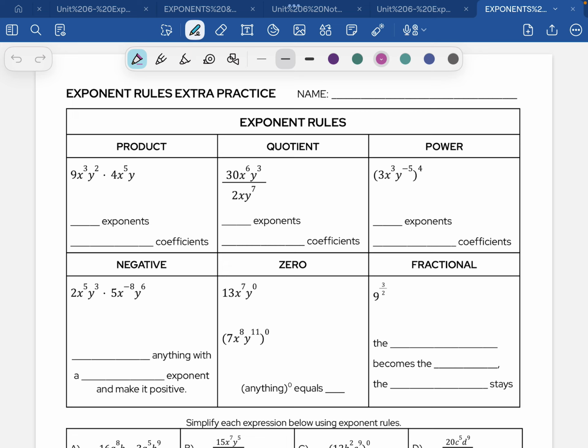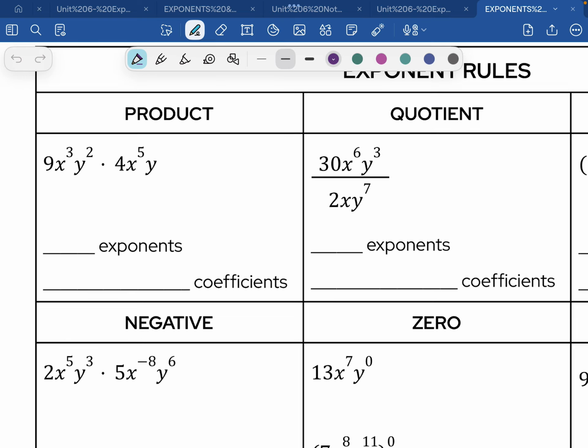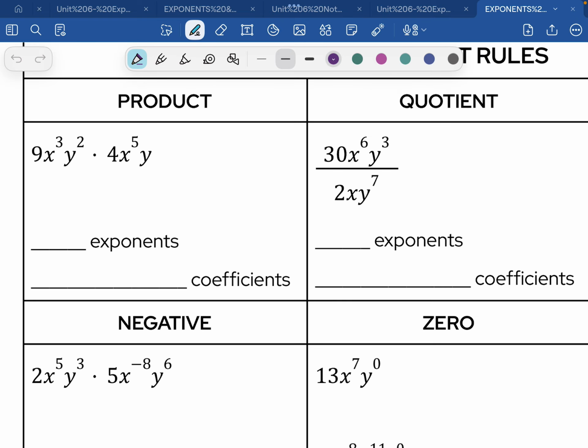All right, these 6 exponent rules are product, quotient, power, negative, zero, and fractional. Let's dive into the product rule first. In the product rule, you will notice that these 2 expressions are being multiplied together. That is how you identify this rule.